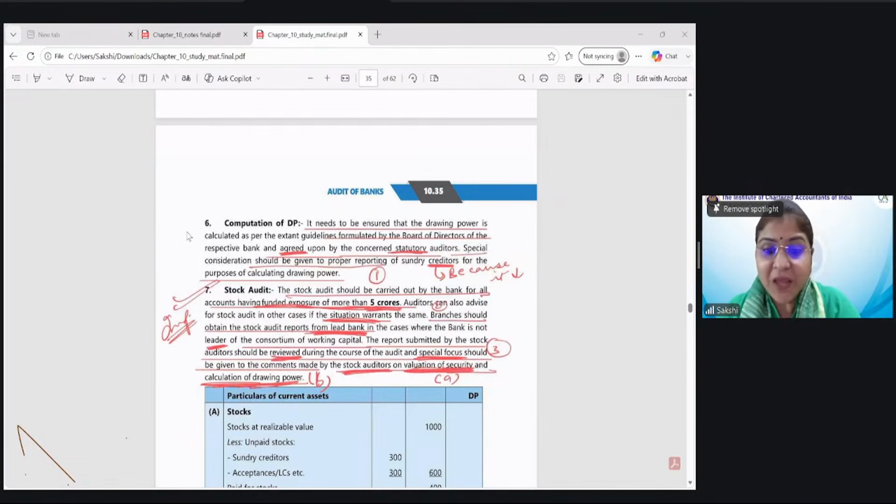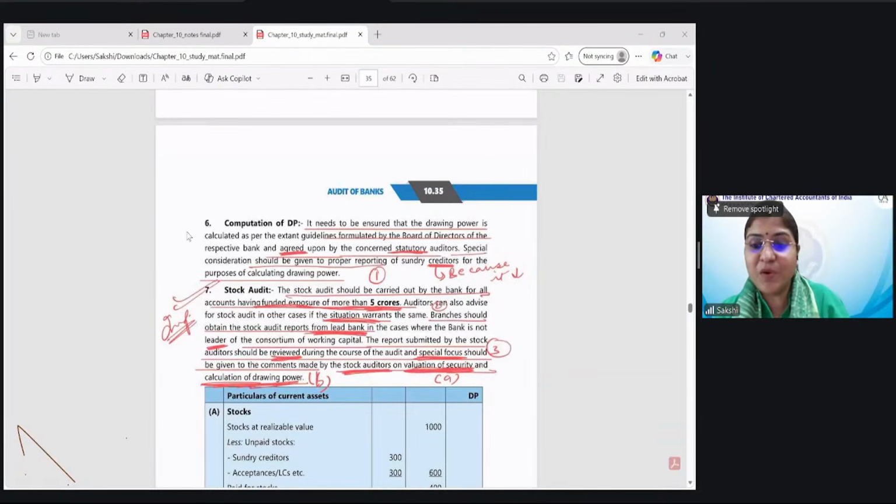Okay. All right. Then branches should obtain stock audit reports from the lead bank. Do you remember lead bank? Where we discussed SBI, PNB and Canara. 80%, 20%, 10%. You remember that? 80%, 10% and 10%. Okay. All right. In case where the bank is not the leader of the consortium of working capital, suppose you're going for PNB and PNB was not the lead bank, who was the lead bank there? SBI. So you will say that please get the stock audit report from SBI.